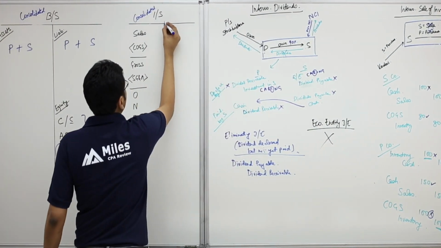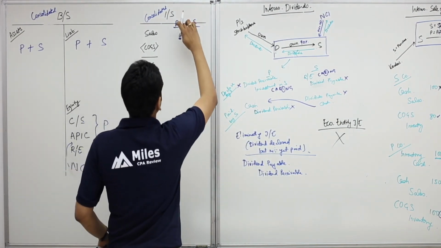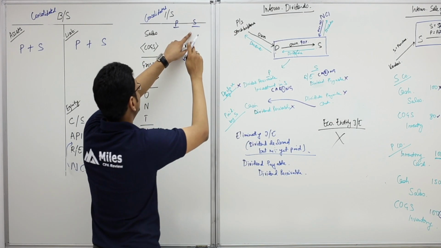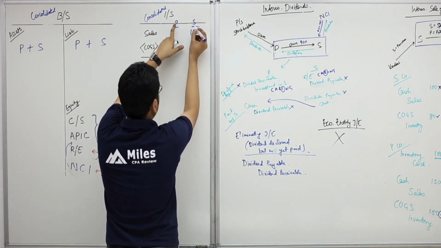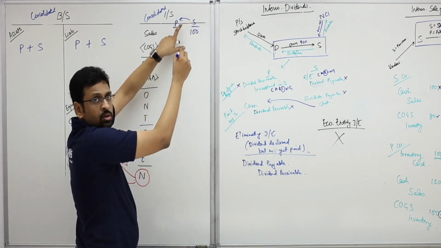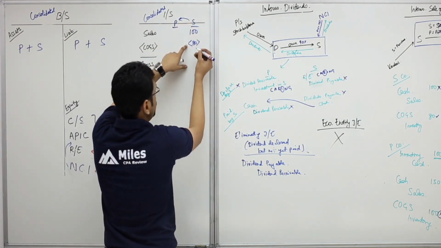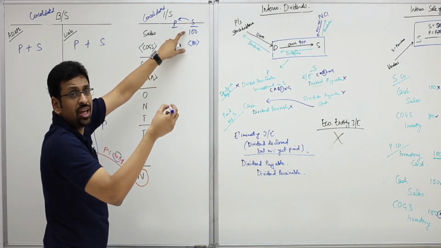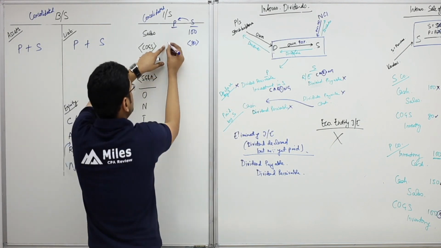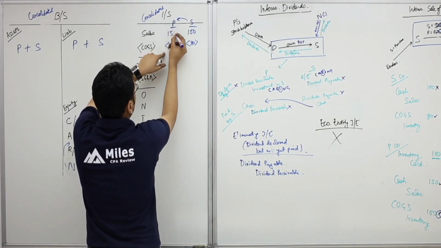So you've got the parent and the sub. What we are saying is the sub is making a sale of $100 to the parent, and the cost of those goods is $80 for the sub. Now the parent has purchased these goods for $100 from the sub, so its cost of goods sold is 100, and it's selling it to outsiders for 150.